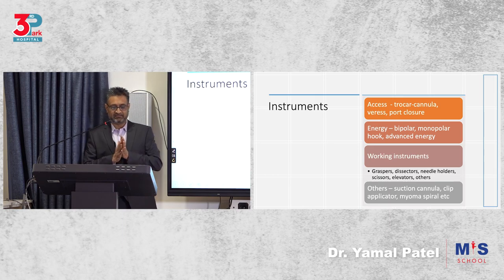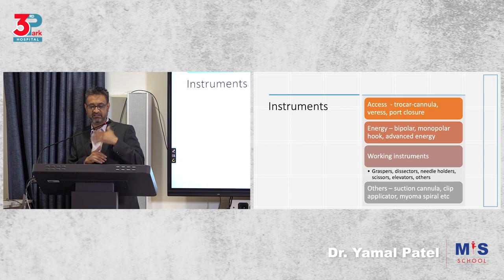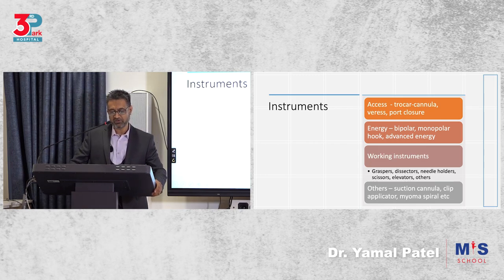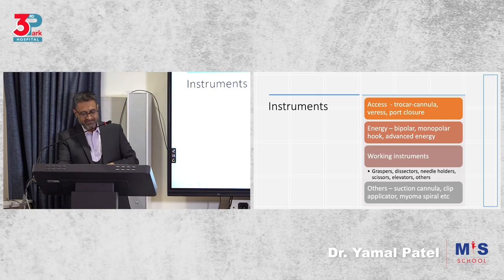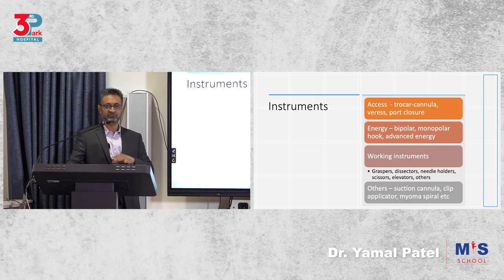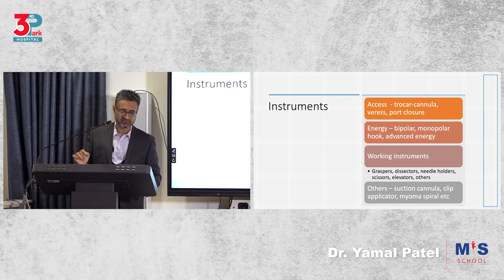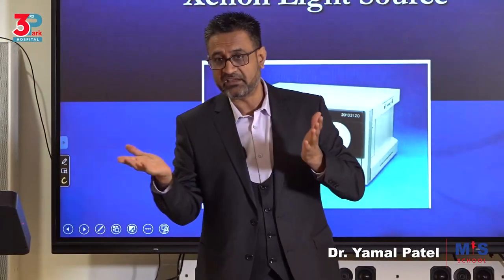When we go to instruments, we have instruments of access. That includes the trochar cannula, varies, and the closure ones, the port closure. Then we have energy, where you would have either bipolar, monopolar, or advanced energy and ultrasonic energy. We have working instruments like graspers, dissectors, needle holders, scissors, elevators, etc. And then you have others like the cannula, the clip applicator, the spirals, and there are many other small instruments. But you should know, and that's for the nursing team. We'll have our nursing team take you through it.